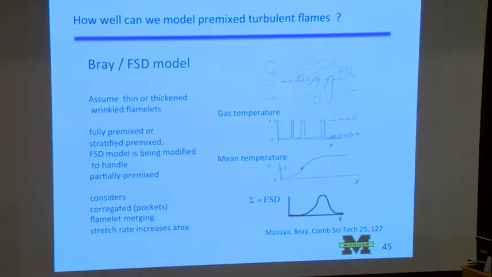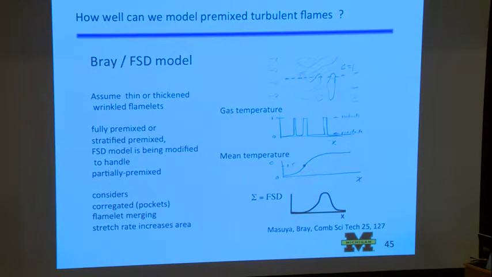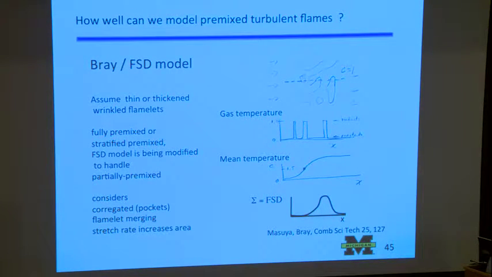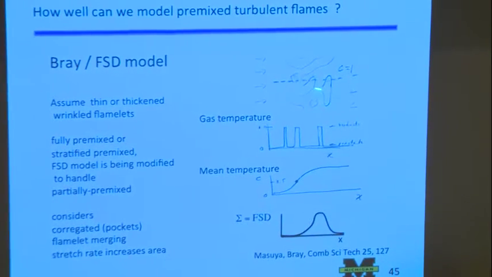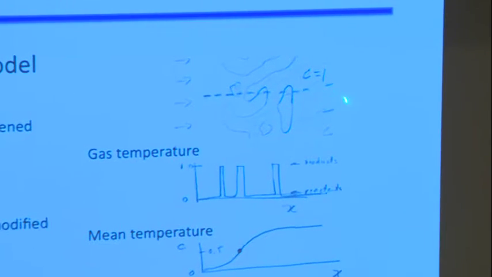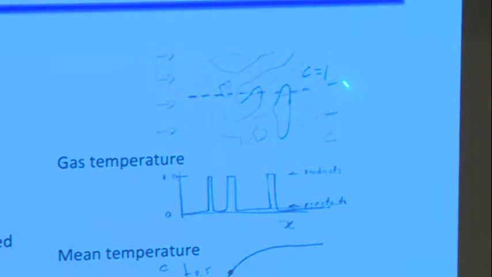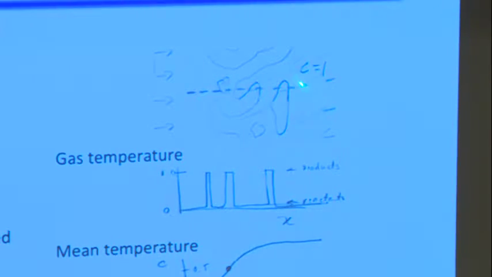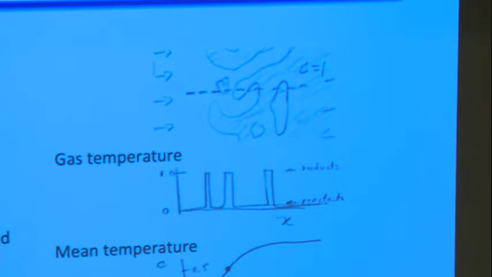The next topic that I wanted to talk about was modeling premixed turbulent flames. And this is the Bray flame surface density model. It's quite a different concept than what I talked about before. Just to give you some background, I sketched this. So we have reactants, and then we have some products that are kind of gray here. And the C is the reactiveness, which is the non-dimensional temperature. When C is 1, we have adiabatic flame temperature. When C is 0, we have room temperature reactants coming in.